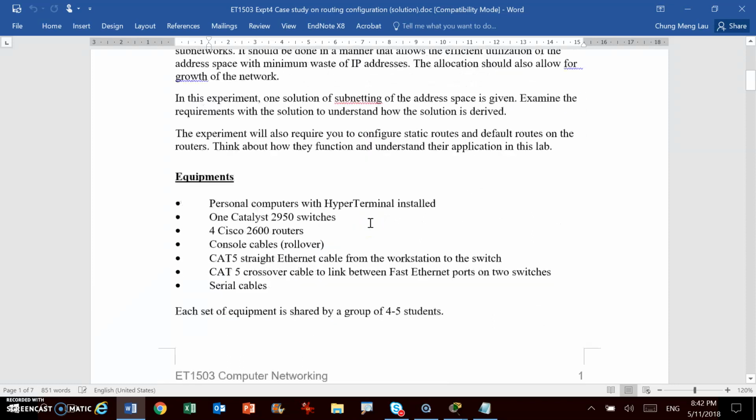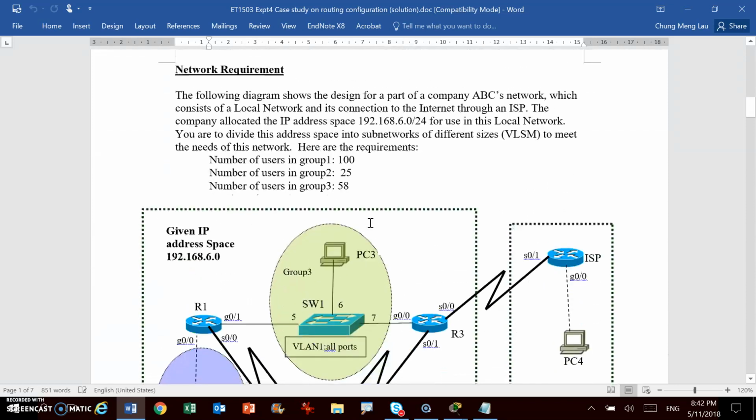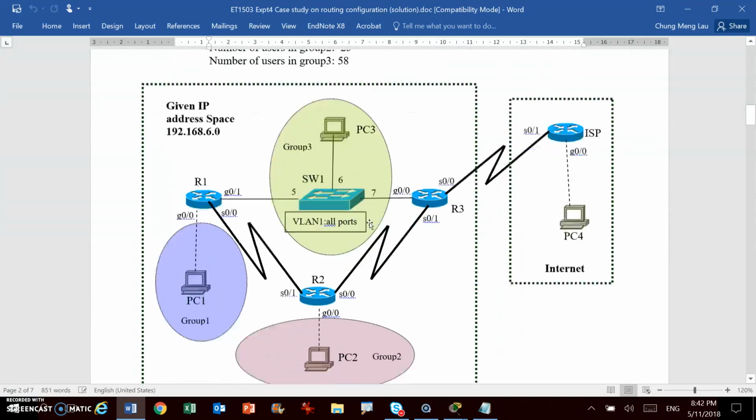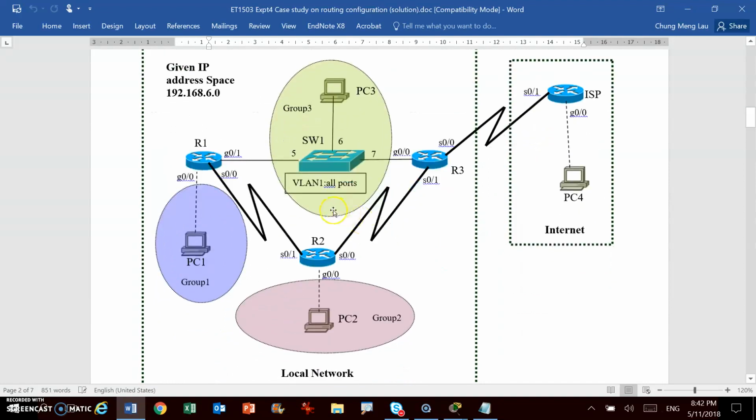Okay, so let's look at the network. Okay, so this is a network. We have 1, 2, 3 local area network. We have 3 routers connected together. And we have an ISP router here that's connected to R3, and this is the internet. So we have 4 routers, 4 PCs, and 1 switch.